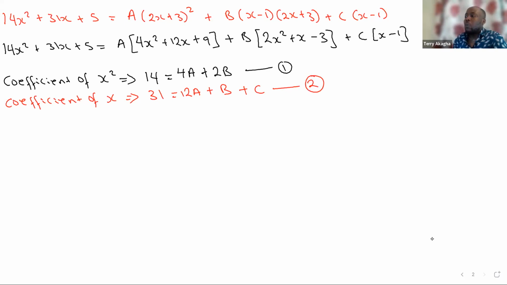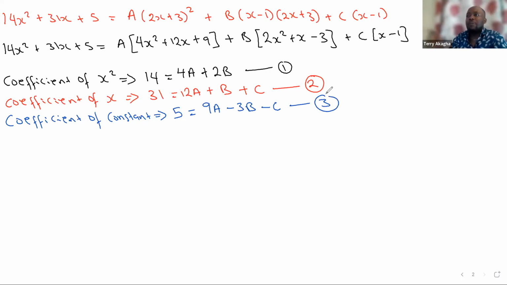Then the last one is what we call the constant. So the coefficient of constant. So the constant here is 5. It's equal to, the constant here is 9. So times a will give you 9a. The constant here is minus 3. So minus 3b. And the constant here is what? Minus 1. And that'll give you minus c. And that'll be equation what? 3. Now from each of this, you can now keep solving.